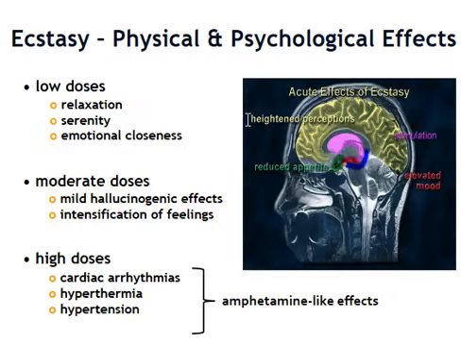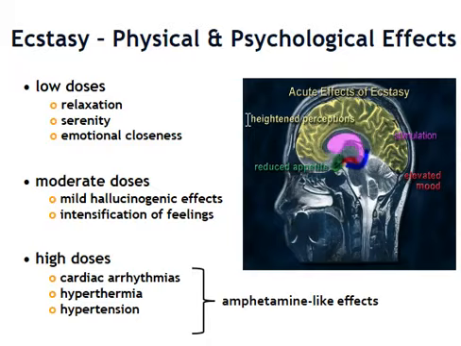So at low doses, you can see relaxation, serenity, what they define as emotional closeness. At moderate doses is where you see some of these hallucinations occurring. You can see an intensification of feelings. And then at the higher doses are your classic, amphetamine-like effects. And so the production of cardiac arrhythmias, the production of hyperthermia, as well as hypertension.